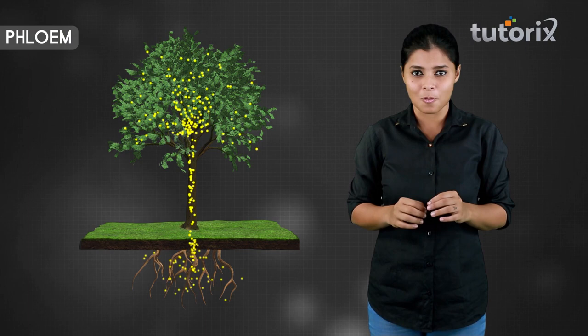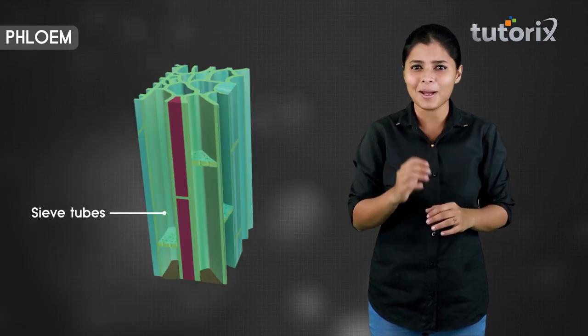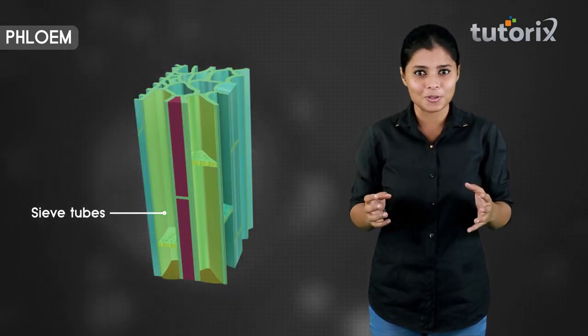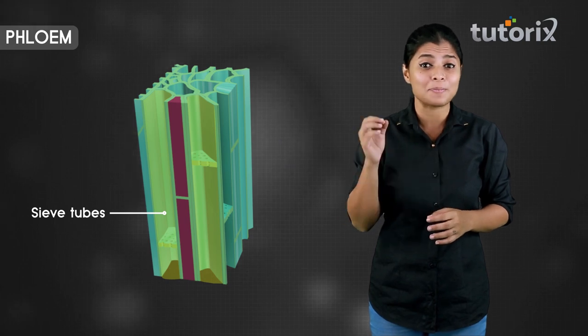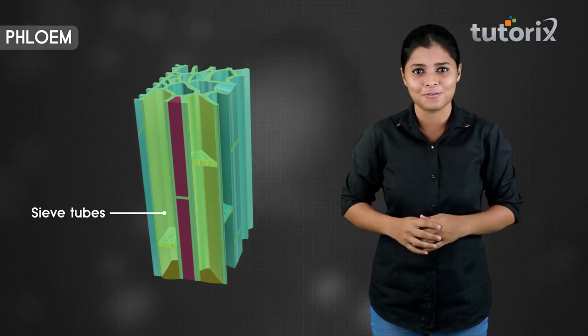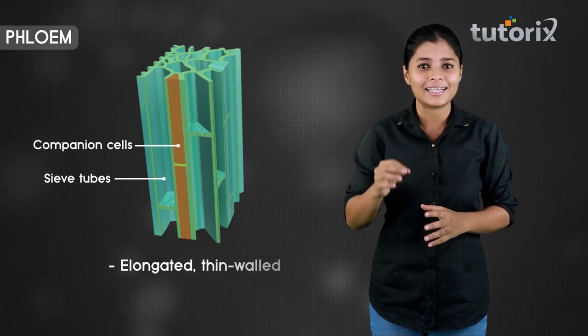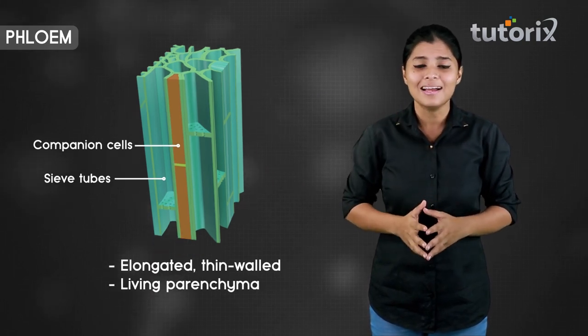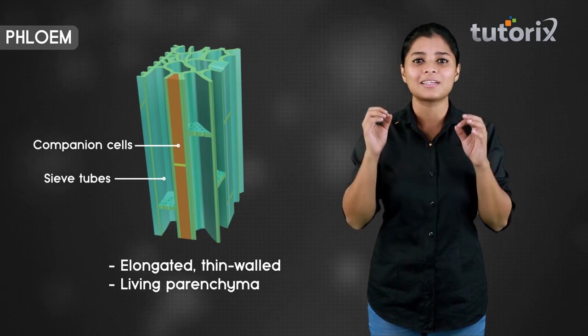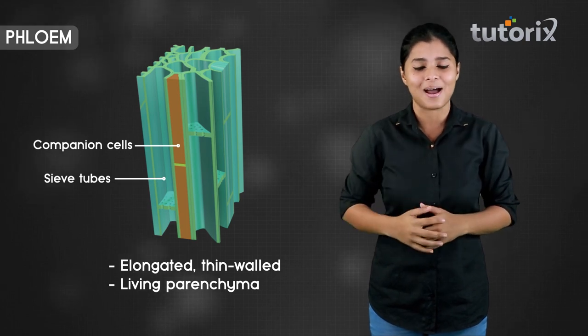Transporting food to all the parts of a plant sounds like a big job. Can the sieve tubes do it all by themselves? Turns out no. The sieve tubes have associate partners that help in the conduction of food. These are the companion cells. These cells are elongated, thin-walled, living parenchyma that accompany the sieve tubes in conducting food to different plant parts.